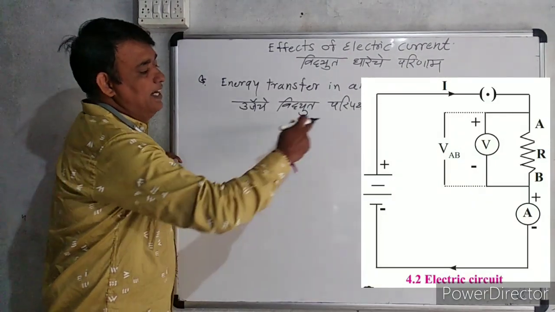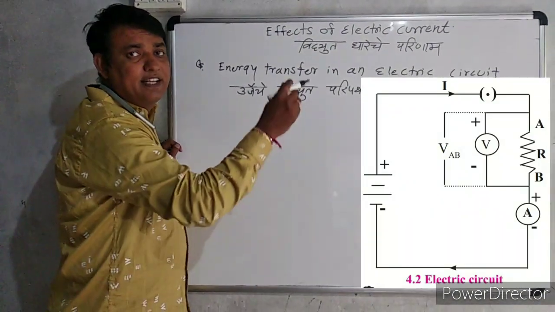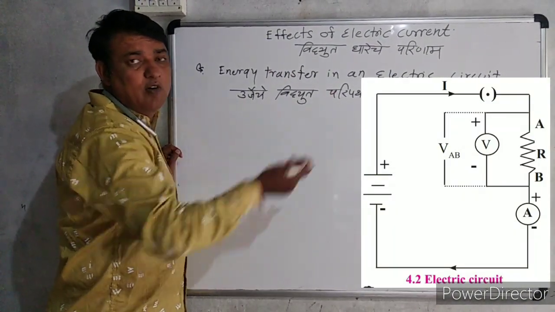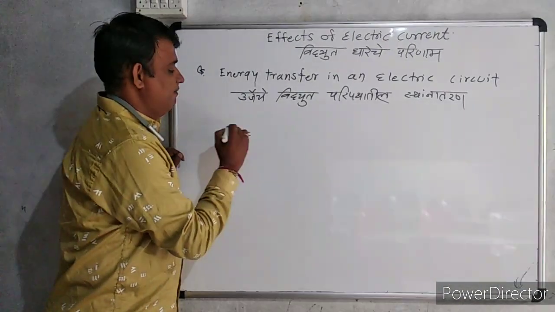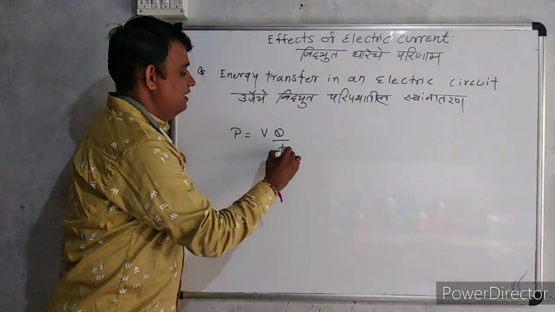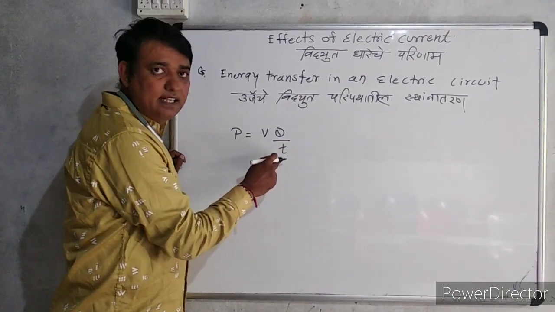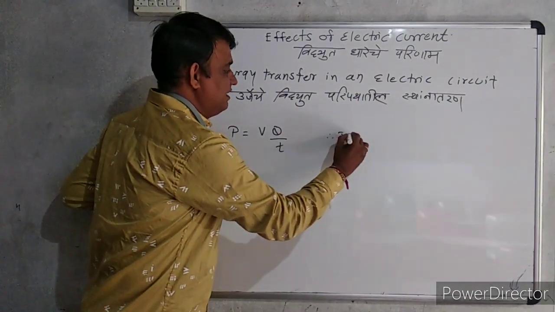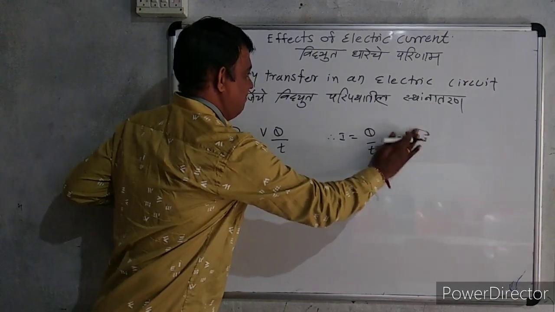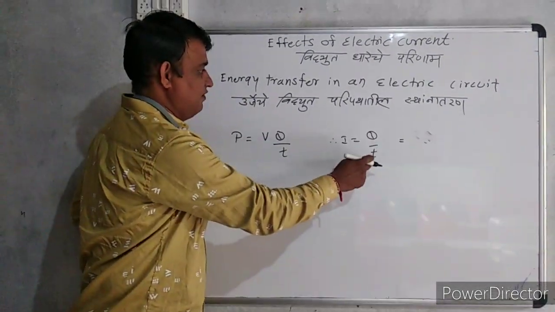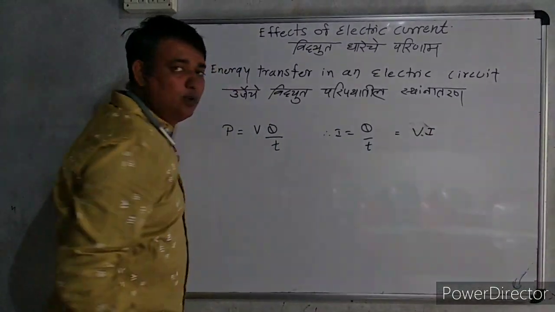You can observe when the energy flows in a circuit, resistance absorbs the energy and emits it in the form of heat. So we can find the work done, P is equal to VQ upon T. Now Q is the charge, coulomb, and T is time. We know that I is equal to Q upon T. Therefore, instead of Q upon T, we can write P is equal to VI.